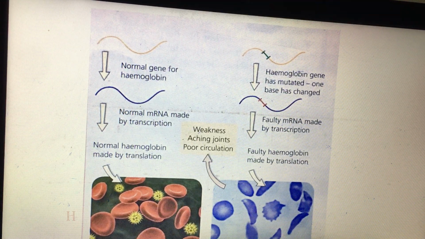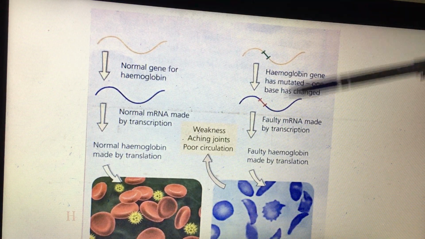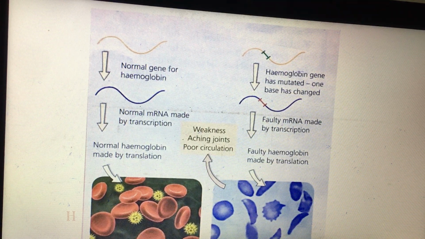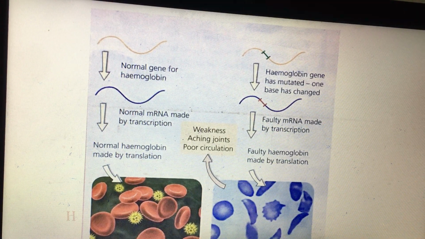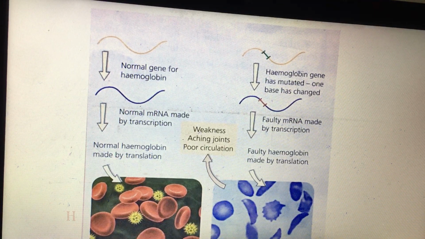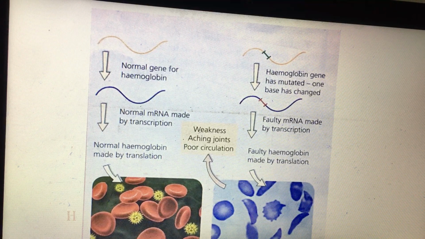But through anemia, we have gene mutation here. So the hemoglobin gene has mutated. One base has changed. So because one base has changed, now we have faulty mRNA made by transcription. So the mRNA will be false. It's not the normal mRNA. And also during translation, the faulty hemoglobin is made. Okay, so in this gene mutation, we have weakness, aching joints, poor circulation. So here the blood has a problem.